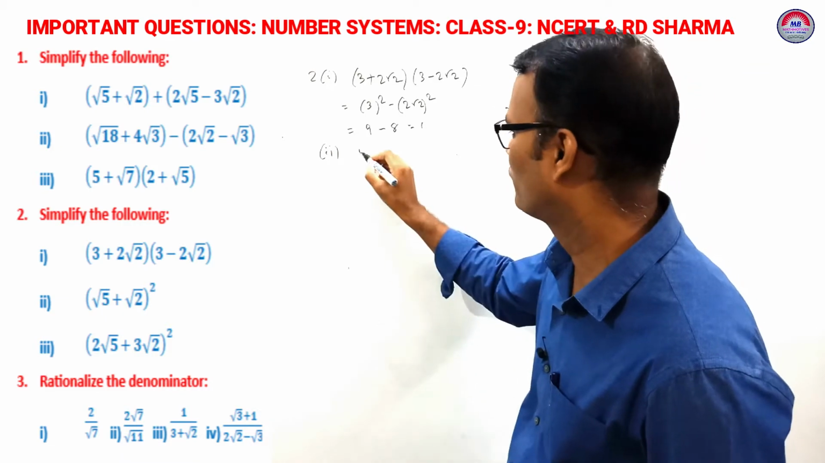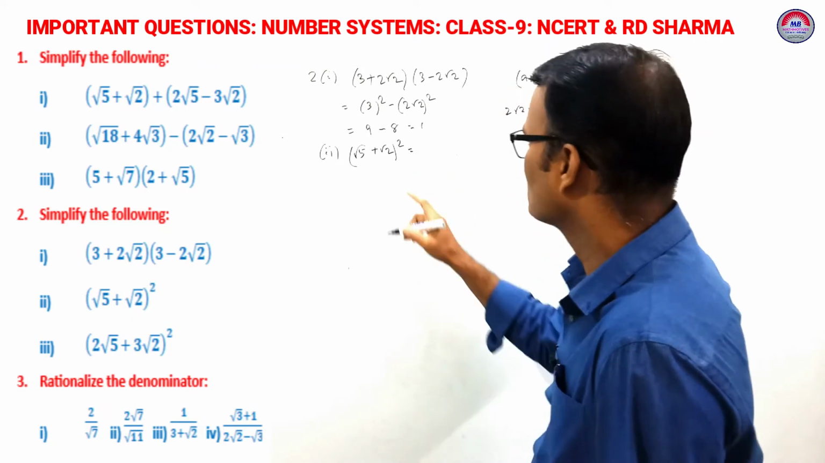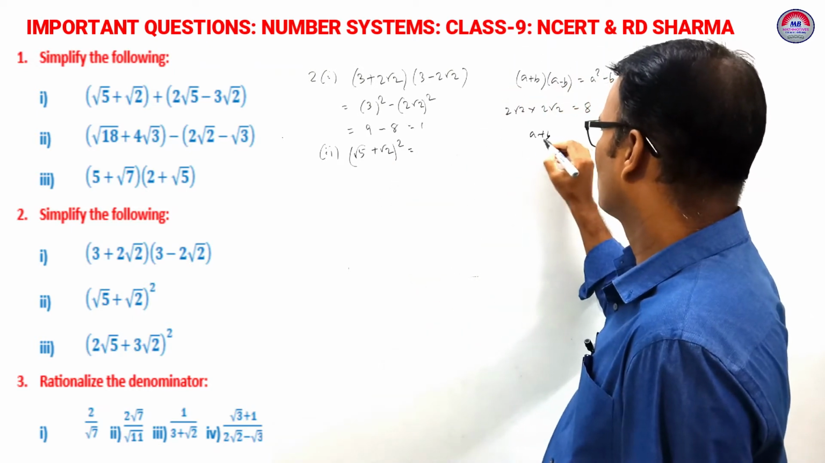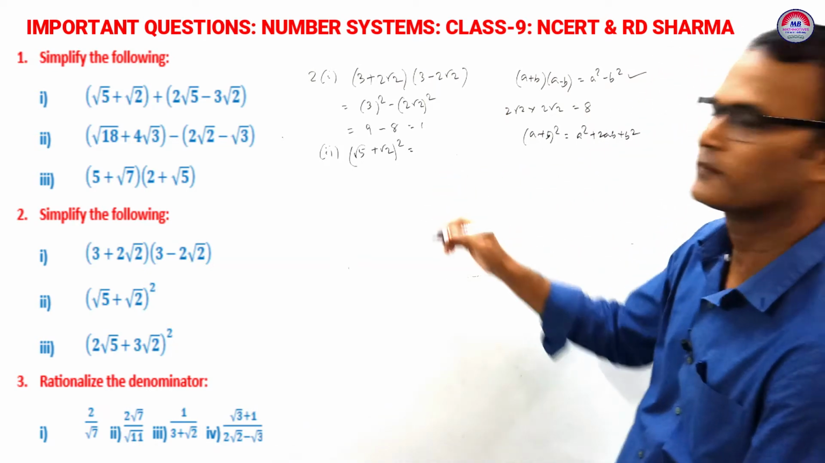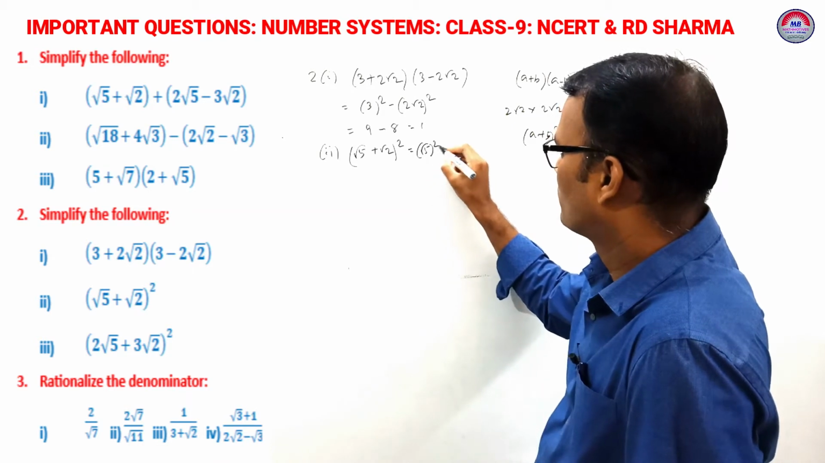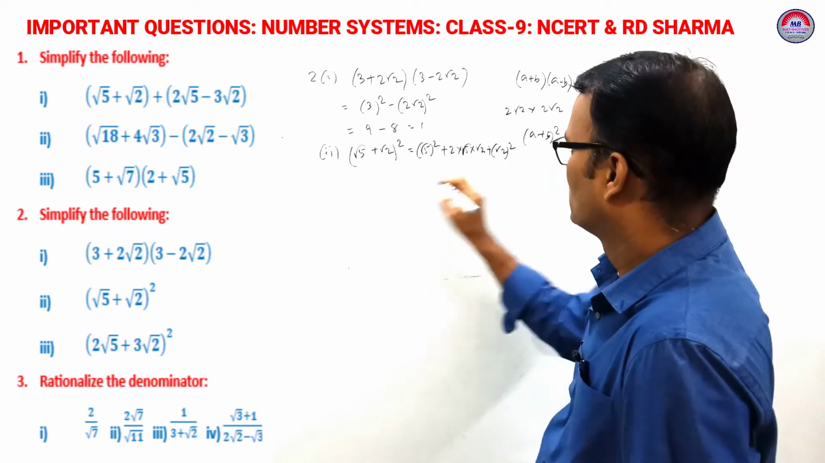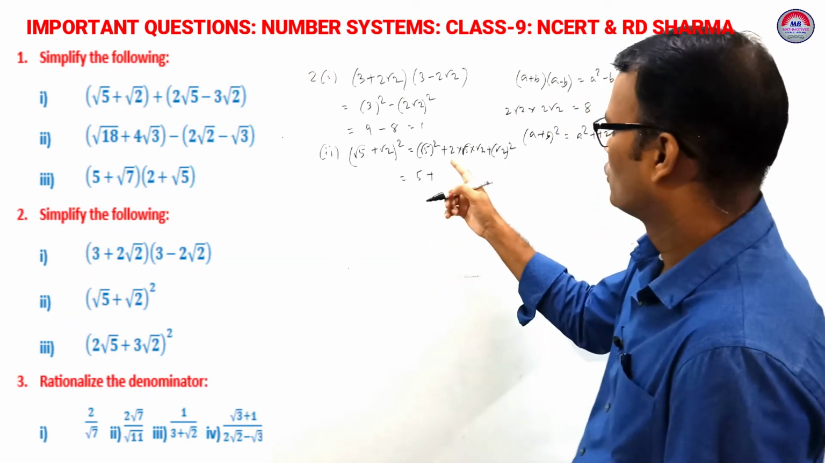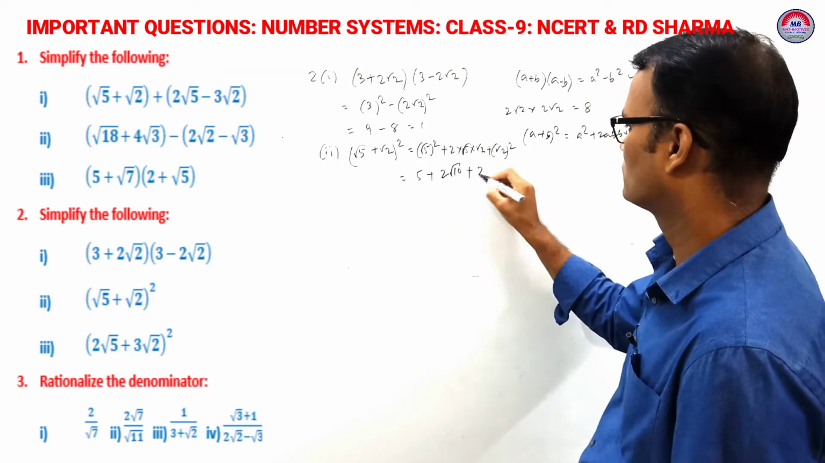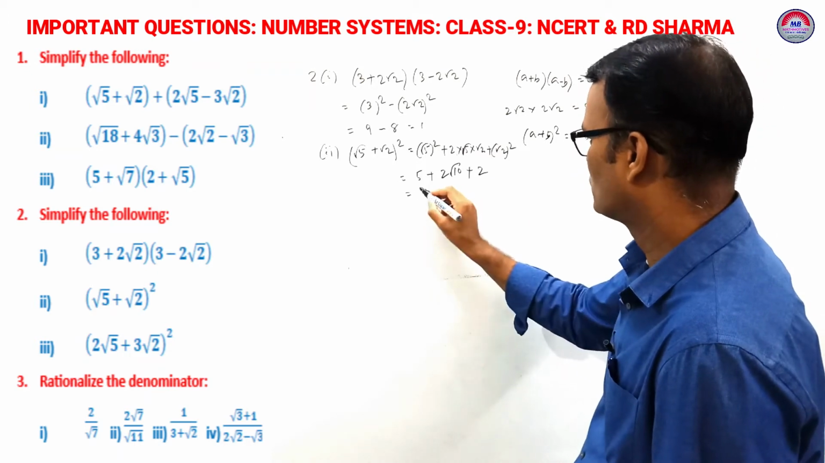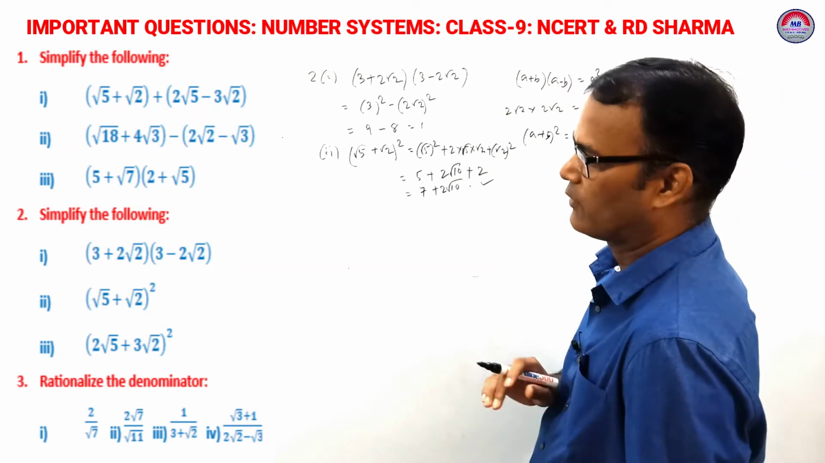See, root 5 plus root 2 whole square. You can see a plus b whole square is equal to a square plus 2ab plus b square. This is root 5 square plus 2 into root 5 into root 2 plus root 2 square, equal to 5 plus 2 root 10 plus 2. So the answer is 7 plus 2 root 10. Very easy.